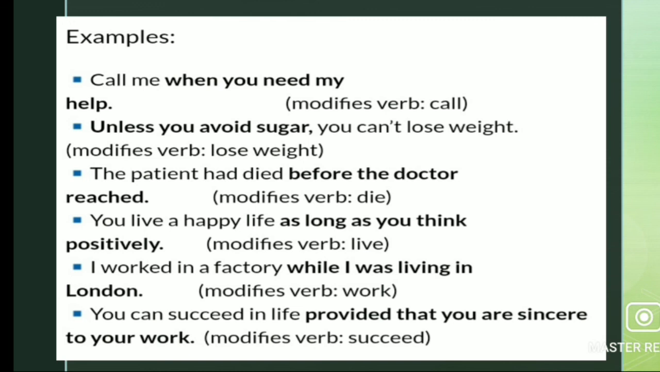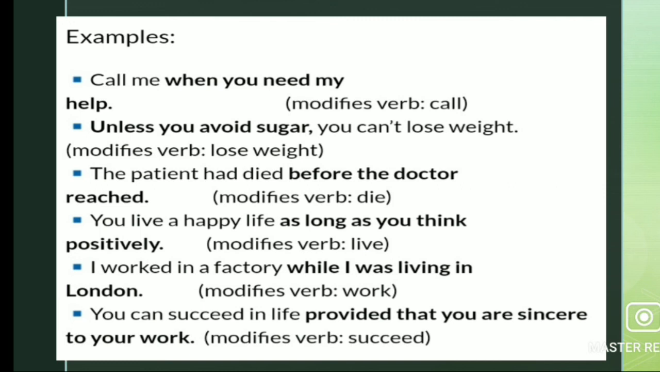Unless you avoid sugar, you can't lose weight. "Unless you avoid sugar" is an adverb clause and it is modifying the verb lose. The patient had died before the doctor reached. Here the adverb clause is modifying the verb die. You live a happy life as long as you think positively. You may see the adverb clause is modifying the verb live.